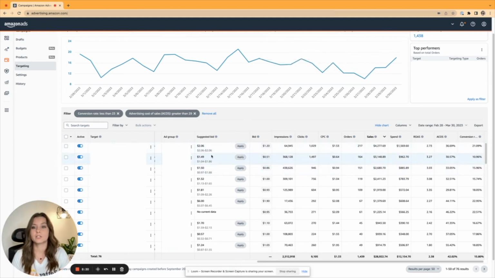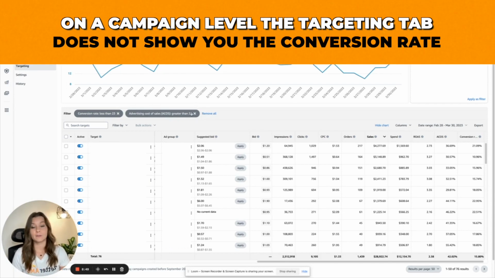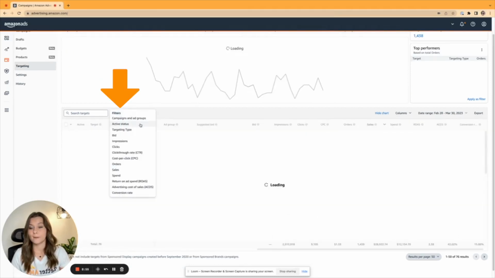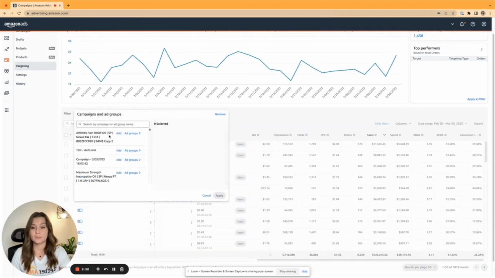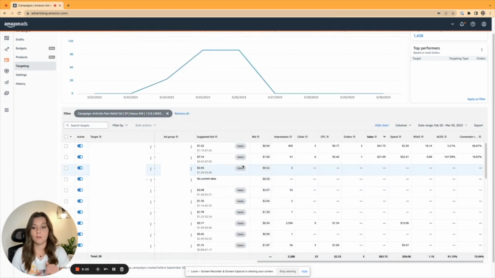And then one other thing I want to show you before I let you guys go. If you have a campaign that is running at a really high ACoS and you just want to look at that one, and you go in there and take the targeting tab to do what I'm doing here, you're not going to see the conversion rate, because on a campaign level, the targeting tab does not show you the conversion rate. So you can come and hit filter by campaigns and ad groups, select a campaign and hit apply. That's going to show us all the targets for that campaign, and we'll be able to see the conversions. So then you can make the appropriate decision on raising or lowering a bid, knowing the conversion rate.